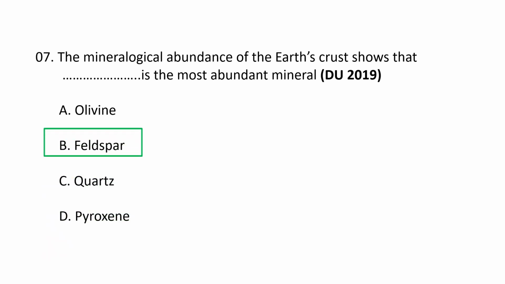So the correct option is feldspar. Feldspar is indeed the most abundant mineral in the Earth's crust. It's a group of rock forming minerals that make up a significant portion of both the continental and oceanic crusts. Next question.